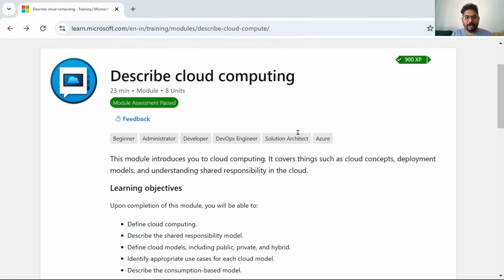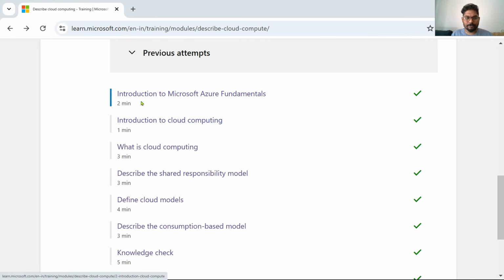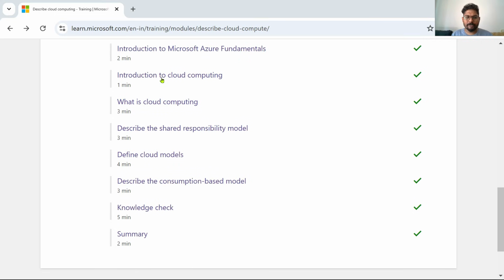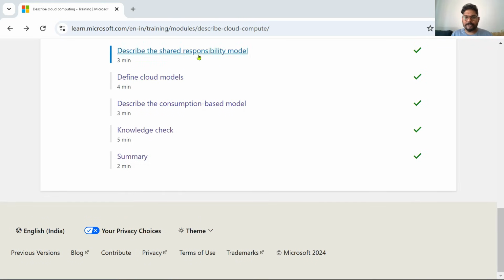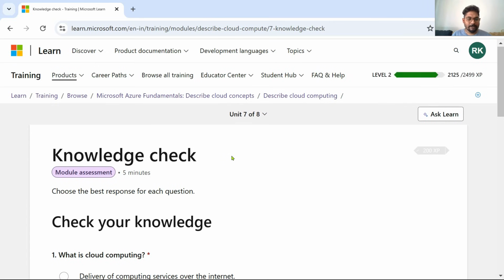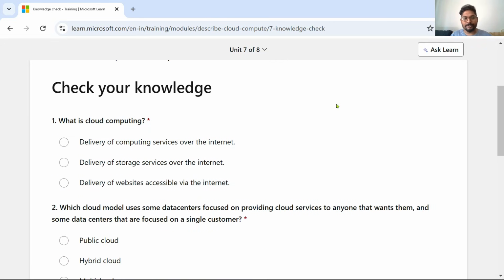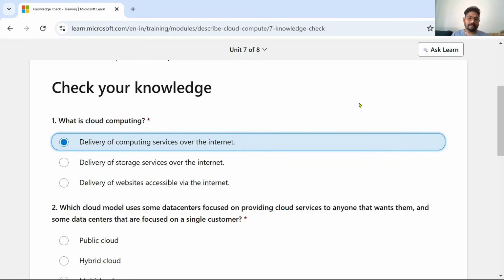So far, we have completed all these topics: introduction to Microsoft Azure, introduction to cloud computing, describe the shared responsibility model, define cloud models, describe the consumption-based models. Now let's do a quick knowledge check. Let me click on this. And here let's attempt a few questions. What is cloud computing? Delivery of computing services over the internet. I think we have seen this sentence multiple times. So this is the answer.